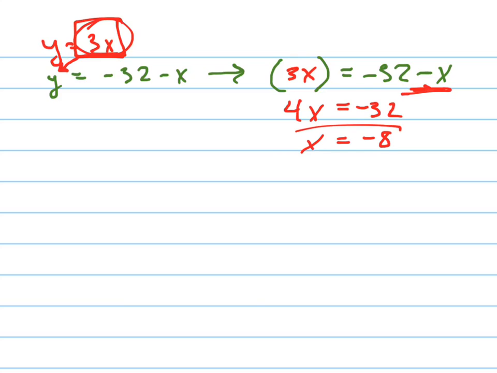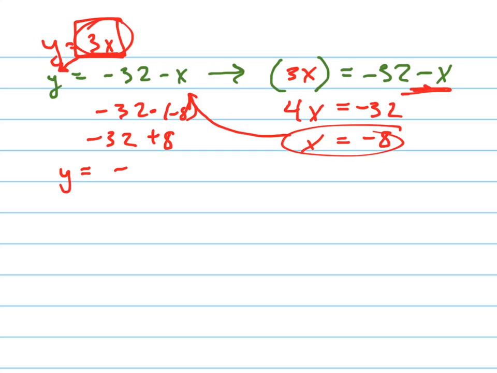If x equals negative 8, plug that in here. Be careful. What does y equal? Well, that's a negative 32 minus a negative 8. And what's minus a negative? Plus a positive. What's negative 32 plus 8? That's going to be negative. This is all y, by the way. Y equals negative 24. So my solution is negative 8 comma negative 24.